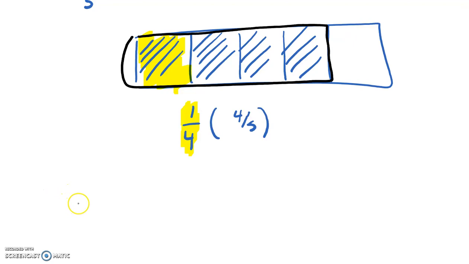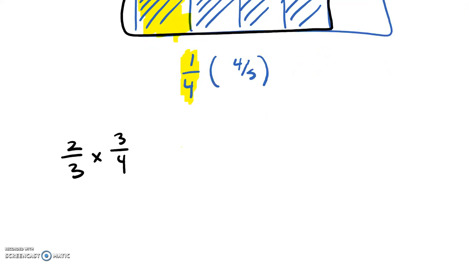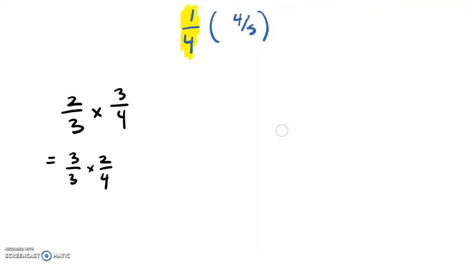Another example. If we go 2/3 times 3/4, what do we do? Okay, we can swap the numerators around because we know the order doesn't matter. So 3 on 3 is 1, and 2 on 4 is a half. So cancel, you get a half.